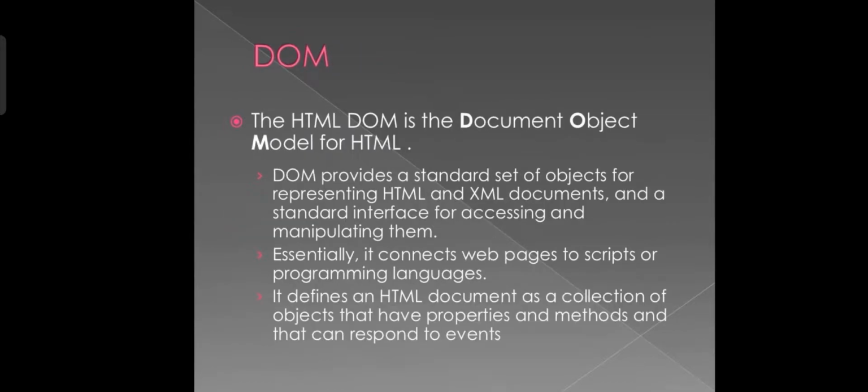DOM. The HTML DOM is the document object model for HTML. DOM provides a standard set of objects for representing HTML and XML documents and a standard interface for accessing and manipulating them. Essentially, it connects web pages to scripts or programming languages. It defines an HTML document as a collection of objects that have properties and methods and can respond to events.